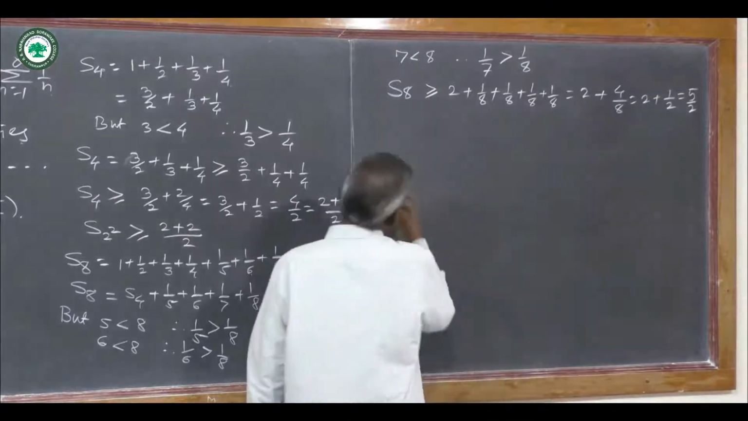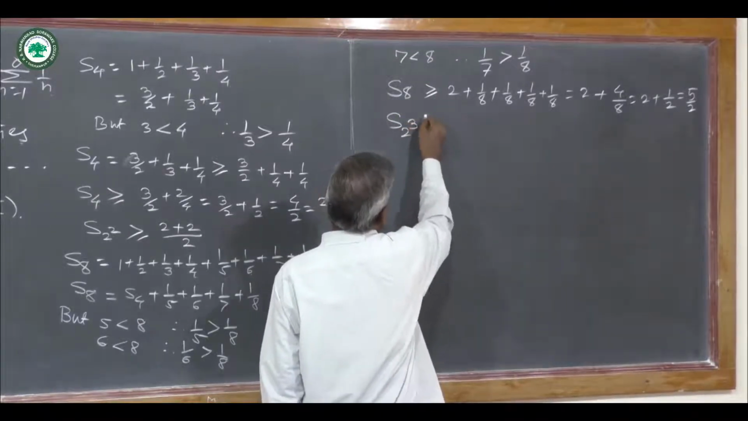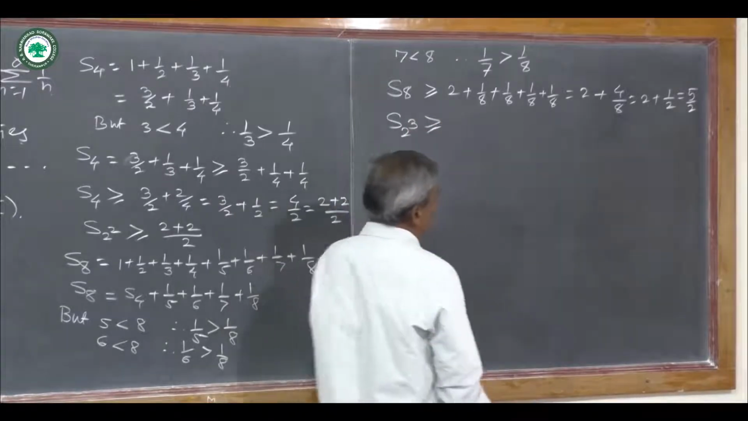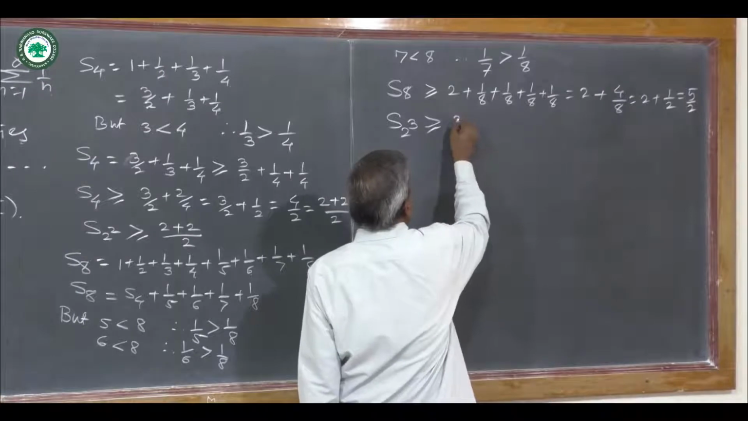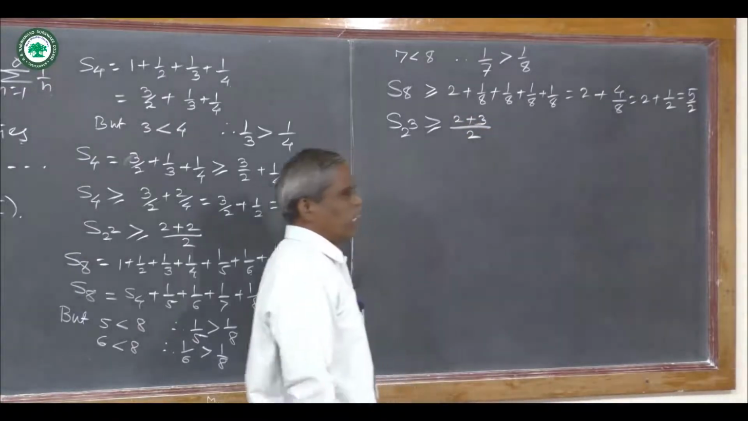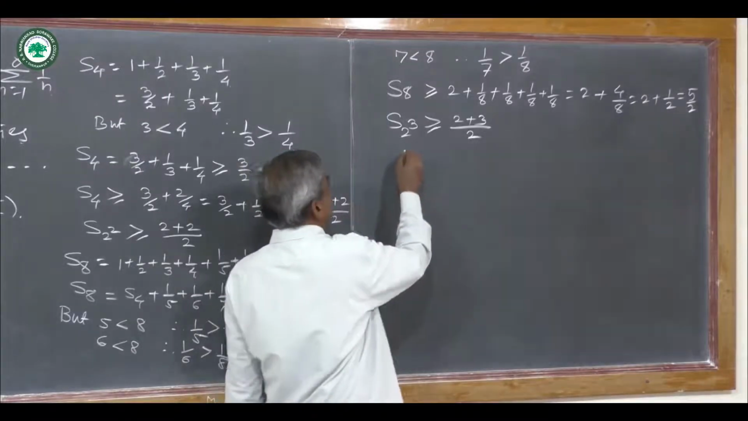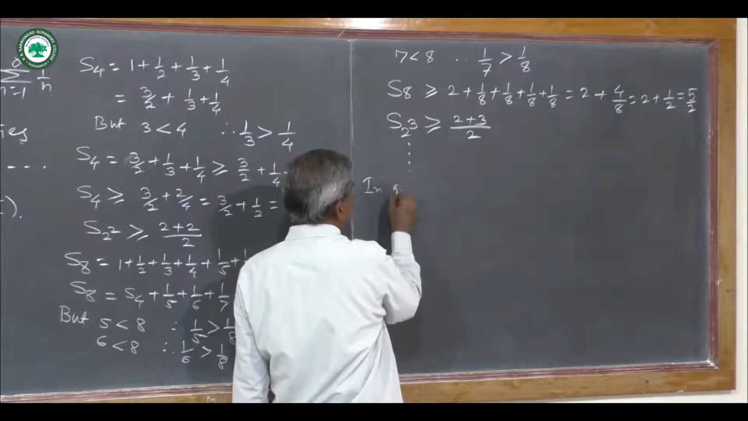S suffix 8 can be written as S suffix 2 raised to 3, which is greater than or equal to 5 by 2. 5 by 2 can be written as 2 plus 3 upon 2. And so on in general.